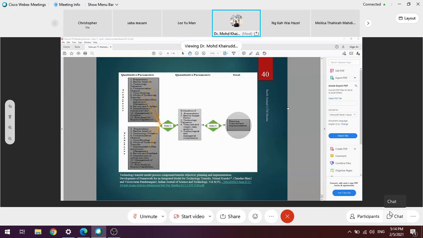But again, I'm not going to be too strict in terms of the marking for you because of this condition of the MCO. We know the limitations of the students and so on. So I'm not encouraging you to buy from any journals to get the full information about this. Just do your best. All right. So I hope the best for you guys during this Ramadan.